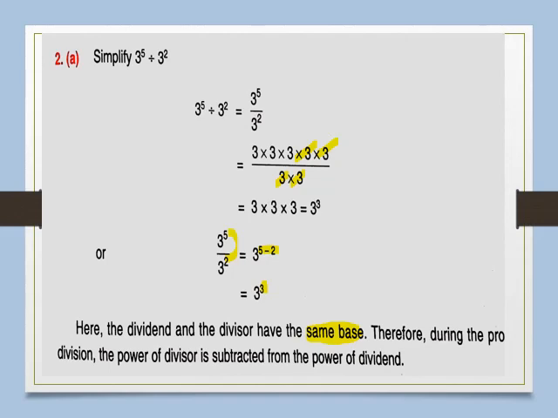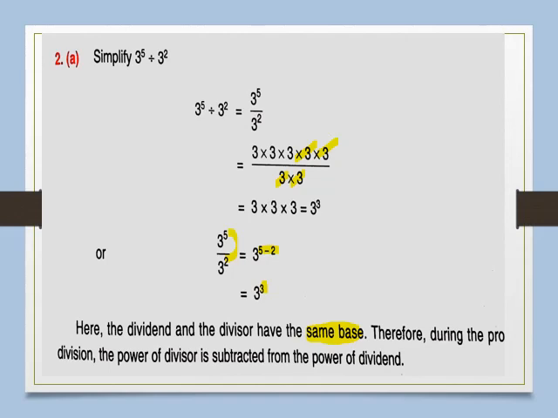See here, if you divide these two numbers, 3 raised to 5 divided by 3 raised to 2, how will you write it? You will write this as 3 raised to 5 upon 3 raised to 2. That means 3 multiplied by 3 multiplied by 3 multiplied by 3 multiplied by 3 upon 3 multiplied by 3. So two 3s get cancelled, and the answer left is 3 into 3 into 3, that is 3 cube.